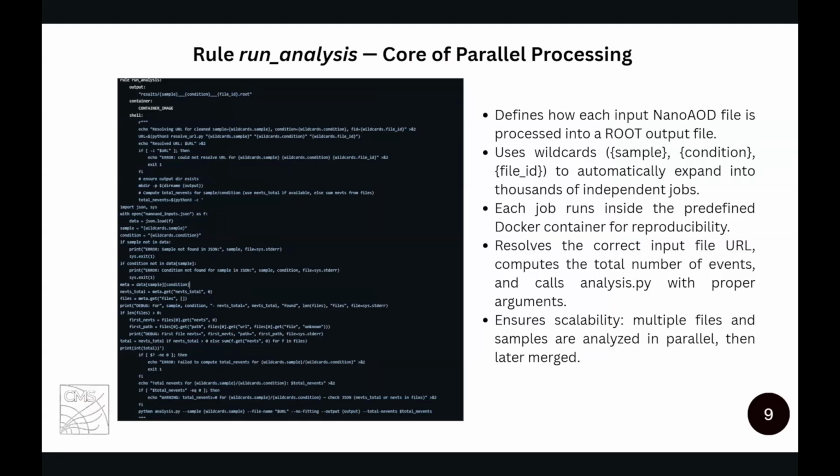At the heart of this setup is the SnakeMake rule called run analysis. It defines how each NanoAOD file is processed into an output root file. Using wildcards like sample and file ID, SnakeMake automatically expands this rule into many independent jobs. Each job fetches its input, computes metadata such as total events, and executes analysis.py with the appropriate arguments, all inside a consistent container environment.